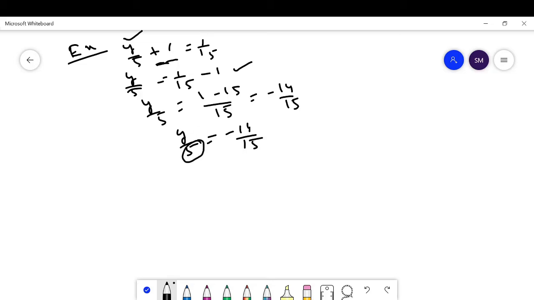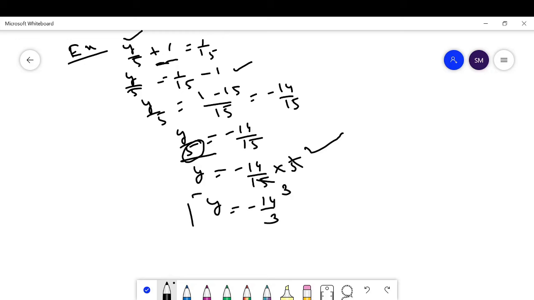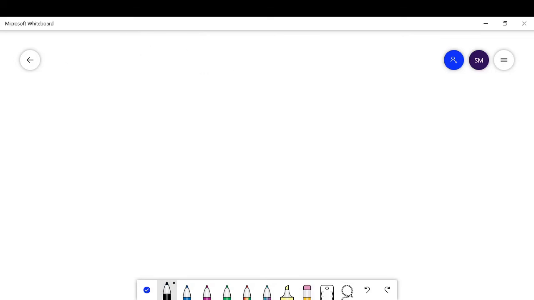Here 5 is in the denominator. When you take it to the RHS, it comes to the numerator. 5 is divided here, so when you take it to the RHS, it gets multiplied with this. Then 5 goes with this, and we get the solution y is equal to minus 14 upon 3. This is the solution of the linear equation. Then next example.